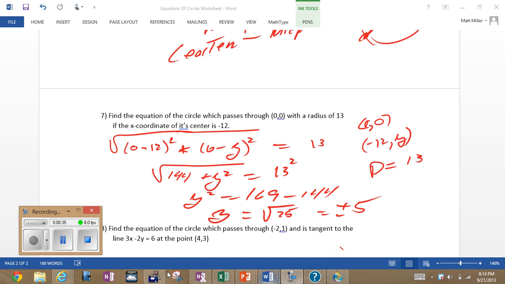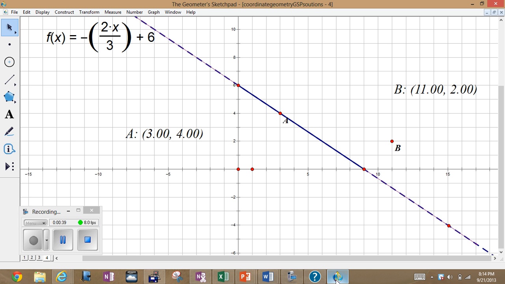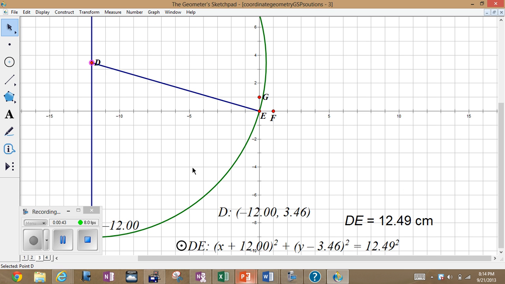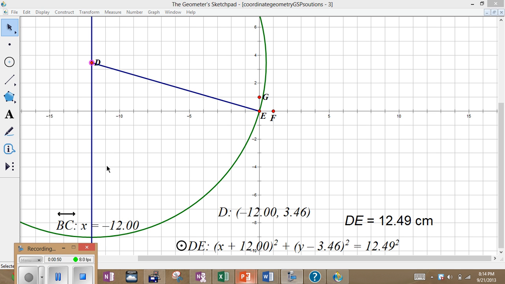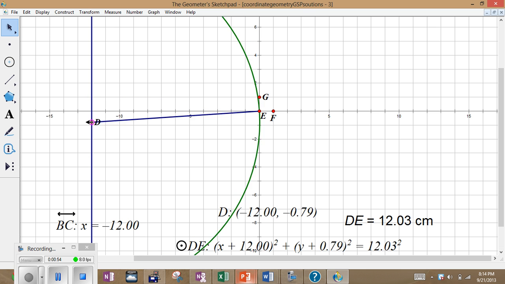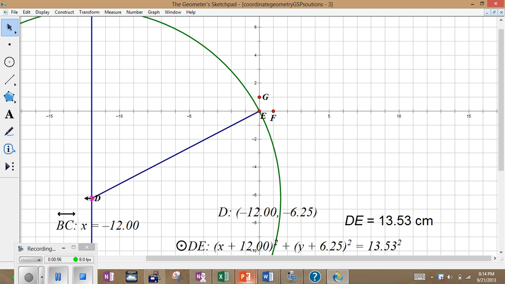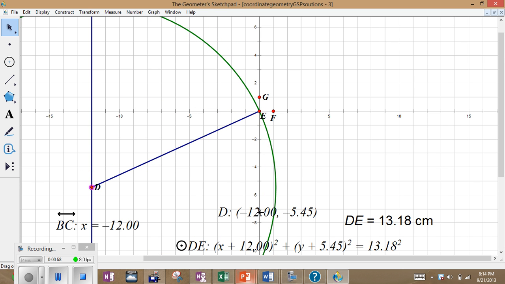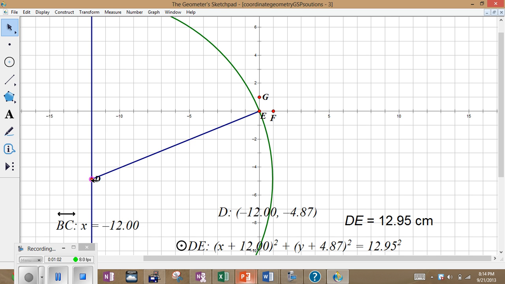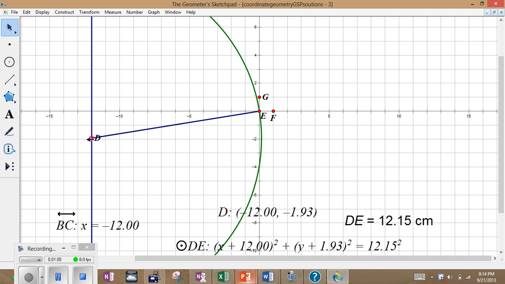So I'm going to take a look at this in the sketch pad and see if we can make sense of this. Okay, so here is the line. Here's the line x equals -12. I drew that line because any point on that line has the x-coordinate of -12. So you can see here I'm clocking the coordinates of point D, which is at -12, something.